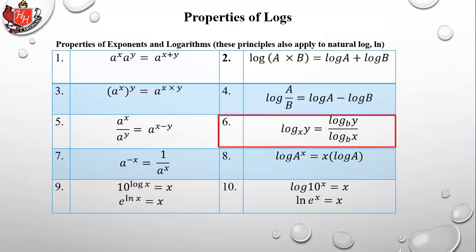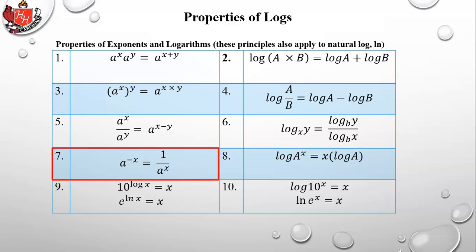Log base x of y equals log base b of y over log base b of x. This is called the change of base formula. We won't use it in this class, but it's one of the best properties because it means you can take a log of any base and change it to a base of your choosing, which is always going to be base 10, and then you can solve a log in any base. But we won't use that in chemistry.